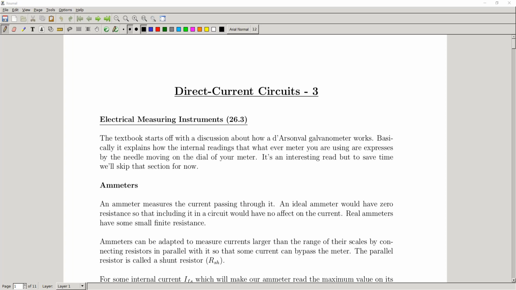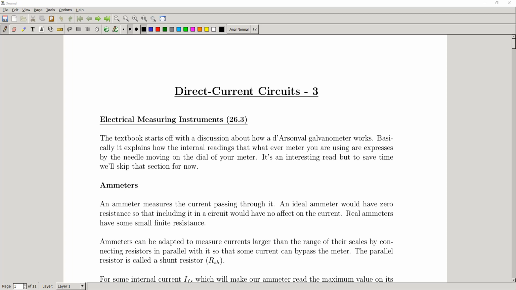Okay, this is going to be our third video in our DC circuits series. I think this is going to be a short video. This video is going to be talking about content from section 26.3 of the text, which is electrical measuring instruments. There's only a couple of topics that I want to touch on really briefly here. We'll do a couple of quick examples and then move on to the next video.